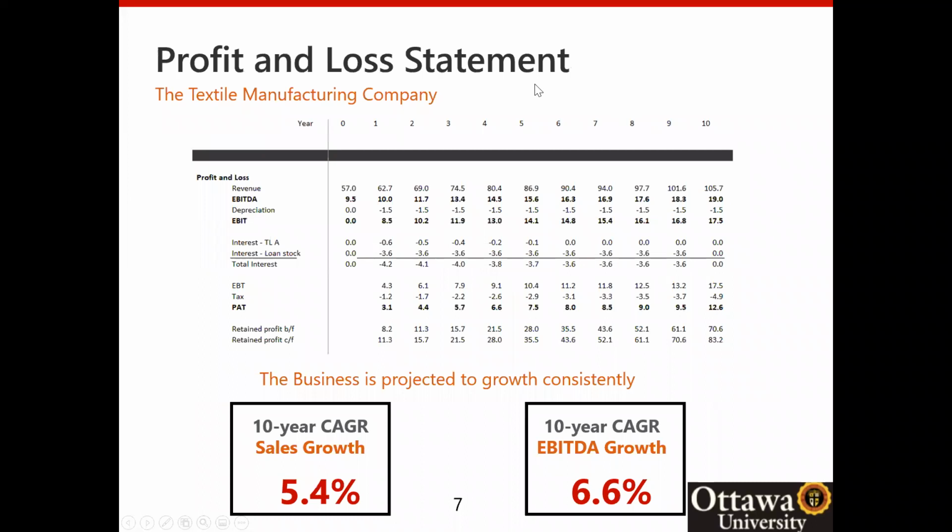Moving on, page 7 is the performance of the profit and loss statement in the next 10 years. You can see the table, the calculation in the table here. The revenue grows significantly during the investment period from 97 to 105.106 million.